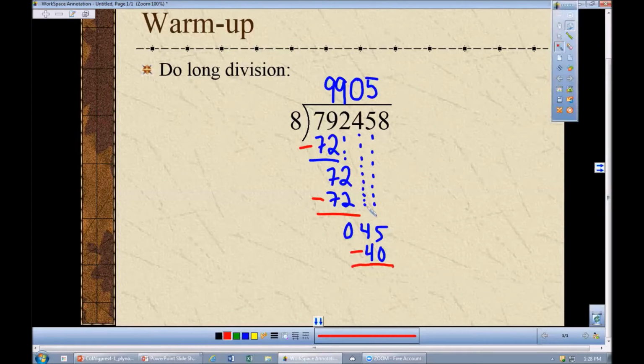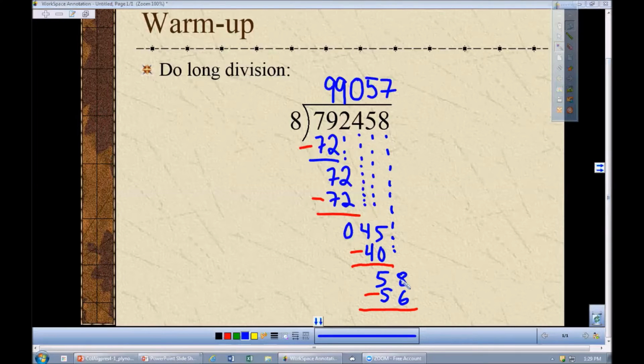Okay, so 45 minus 40, that leaves me with a 5. I'm going to now bring down this 8 because 8 does not go into 5, but 8 can go into 58 7 times. 7 times 8 is 56. Let's see if I can remember now. Draw the line, change the sign. Oh, that'll help me remember not to add, but instead to subtract. And now 58 minus 56 is a 2.